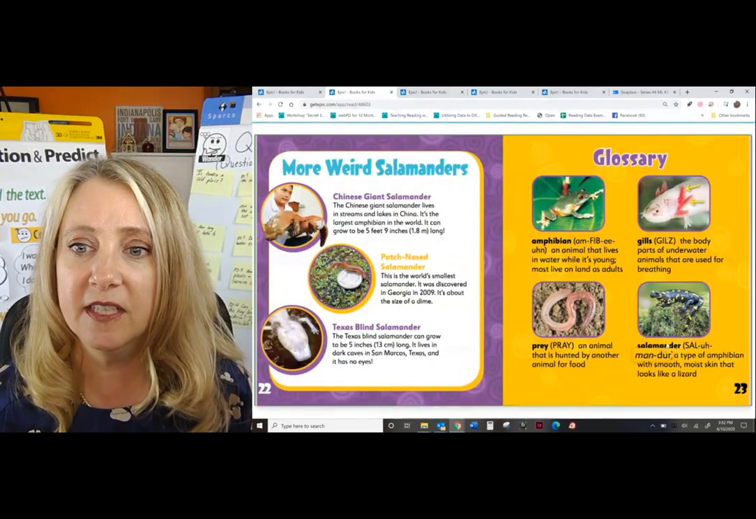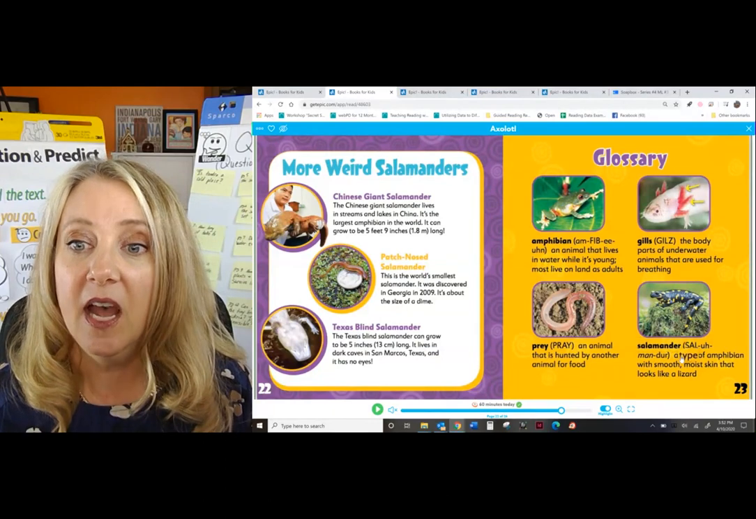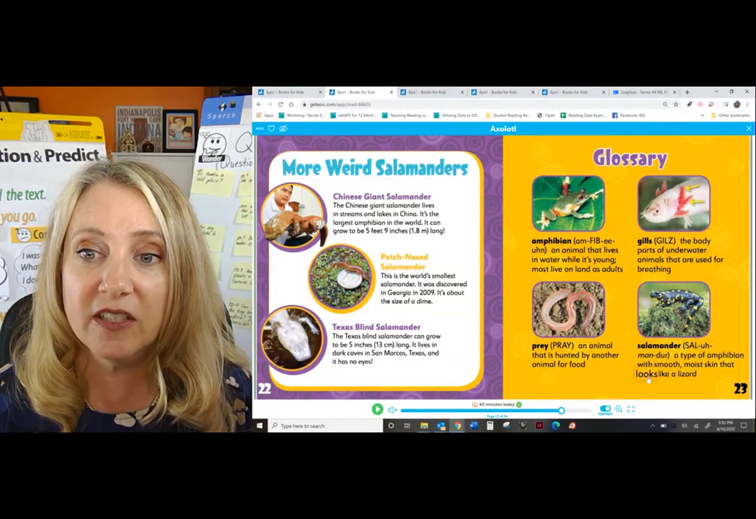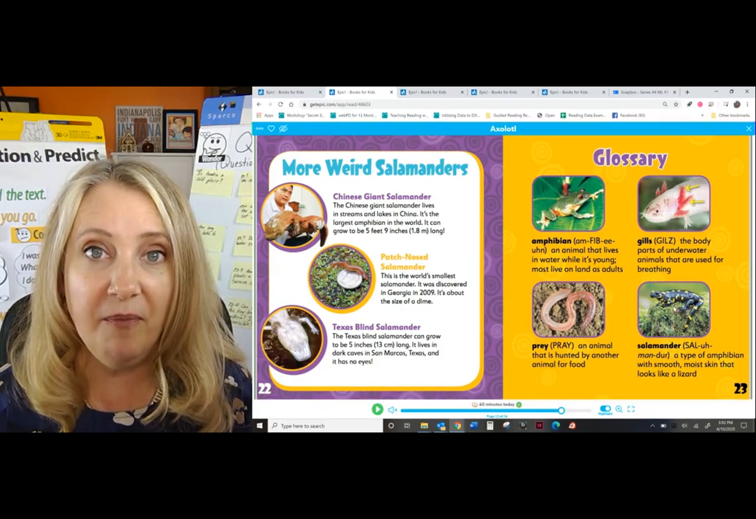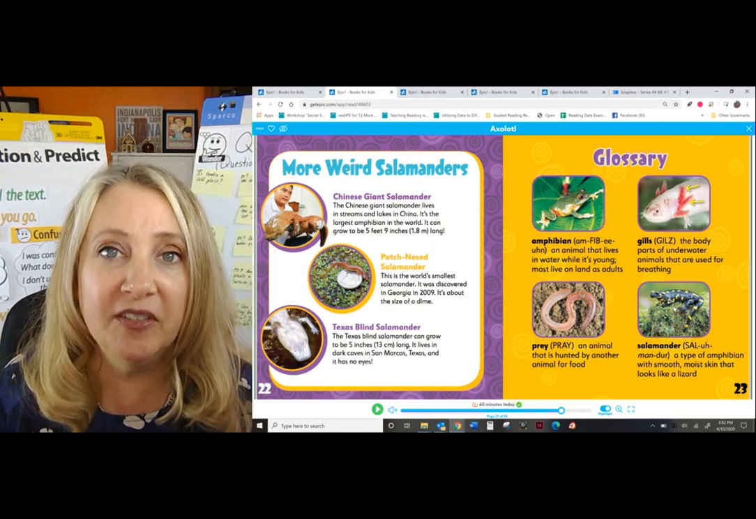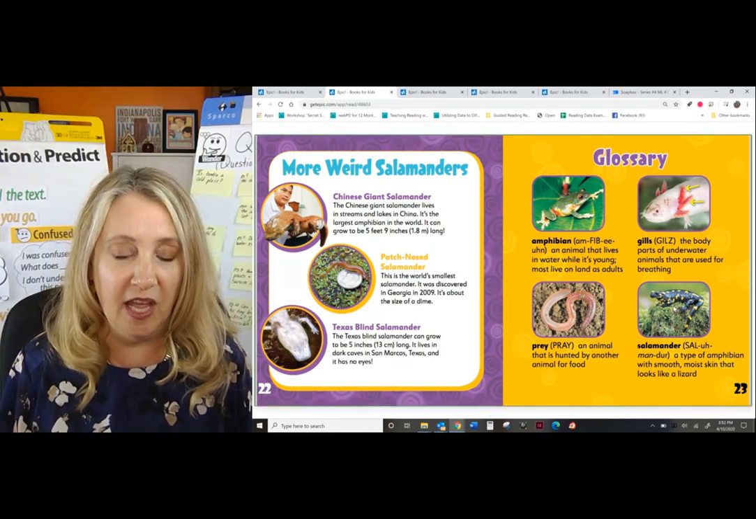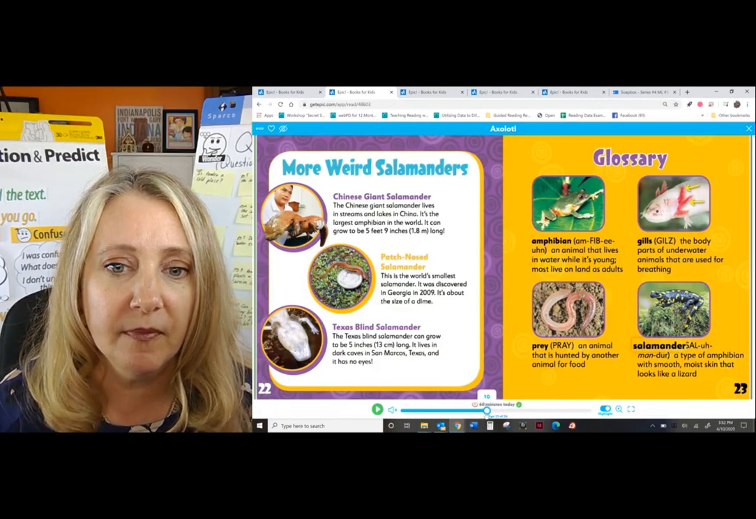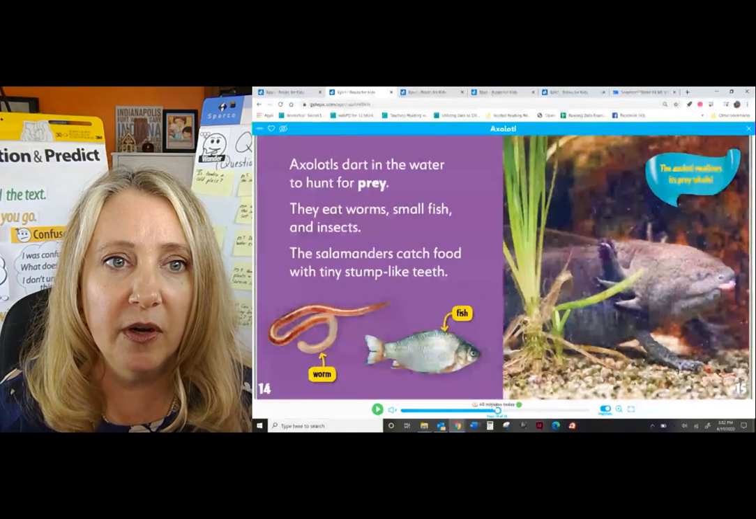And here it is, salamander. A type of amphibian with smooth, moist skin that looks like a lizard. Yep. Are we confused anymore? Nope, we helped ourselves by going to the glossary. Let's try one more. You ready? One more. Here we go.